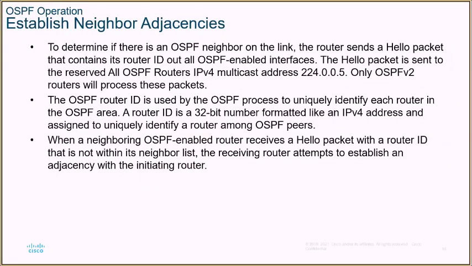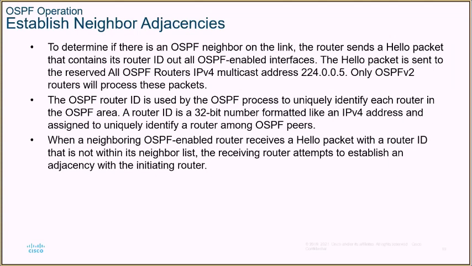Now, establishing neighbor adjacencies. To determine if there is an OSPF neighbor on the link, the router sends a hello packet that contains a router ID out of all OSPF enabled interfaces. The hello packet is sent to a reserved multicast address, which is 224.0.0.5, which all OSPF routers will listen on. No other hosts will listen, just OSPF routers. Of course, only OSPF version 2 will process these packets because that's designed for IPv4.